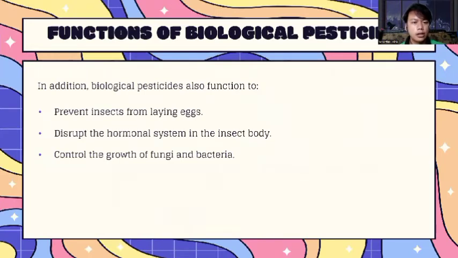In addition, biological pesticide also functions to prevent insects from laying eggs. This disrupts the hormonal system in the insect body. The last one is control the growth of fungi and bacteria.